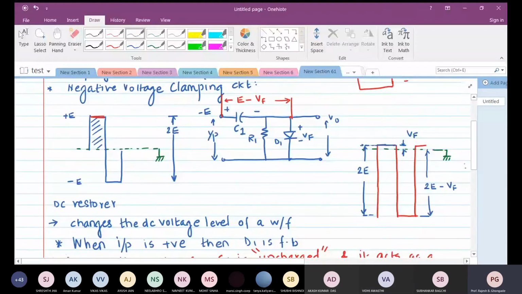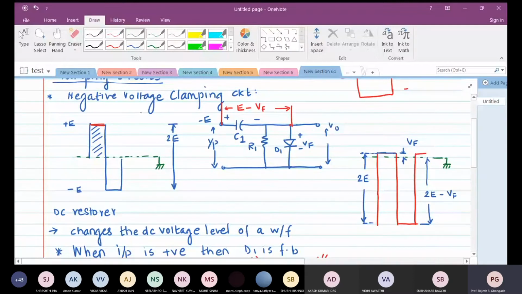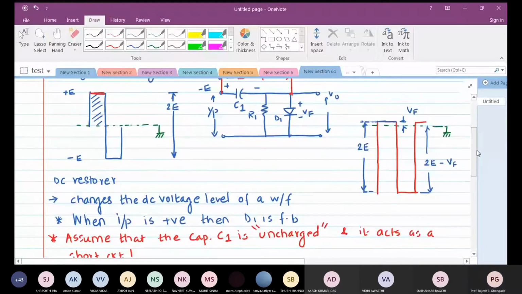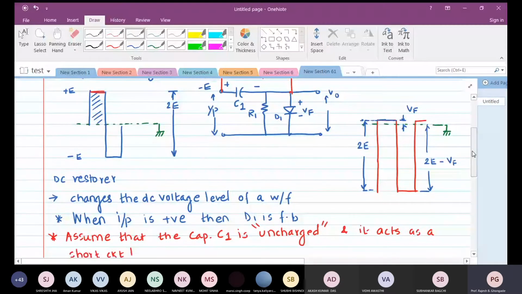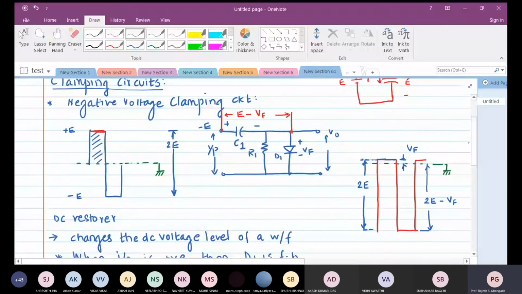So what has happened? The DC level of the input waveform is clamped to a different value. There is a DC shift. AC, it doesn't matter. But what we have achieved is we have shifted the input waveform's DC value to a different value altogether.